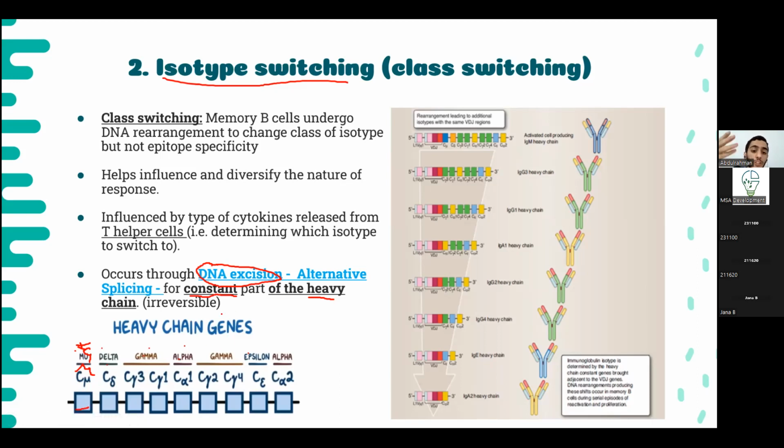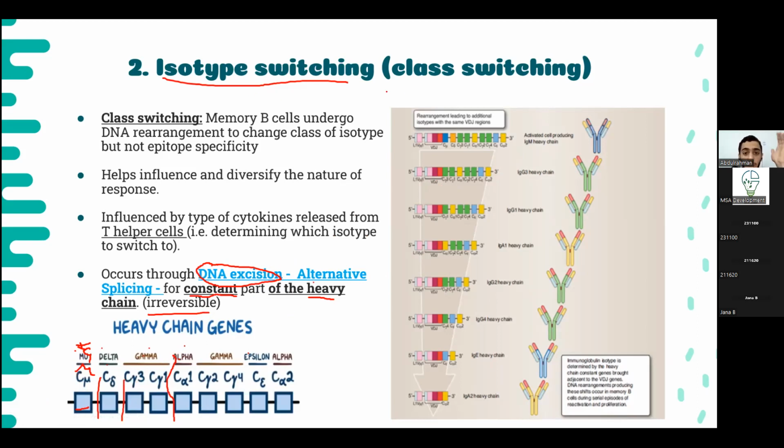Okay? So later on, what happens after a while, the class switching occurs by DNA excision or alternative splicing in a specific part. For example, if we cut off this part, now we have an IgA. Okay? And since we remove this part, you can no longer put it back on. So this is an irreversible process. Okay? And this is all what happens in isotype switching. Whatever you cut, if you cut here, you get IgD. If you cut here, you get IgG.